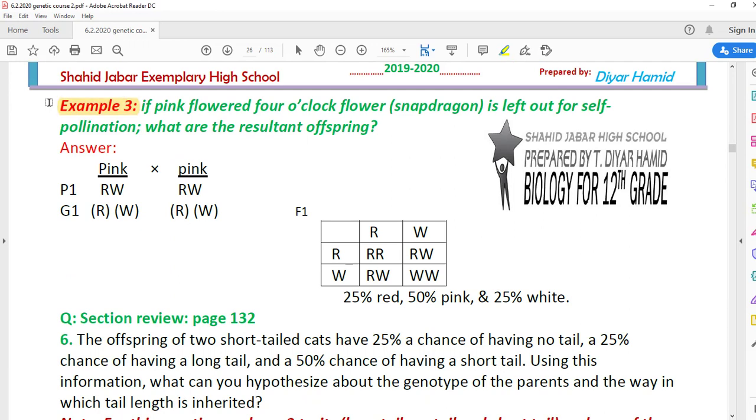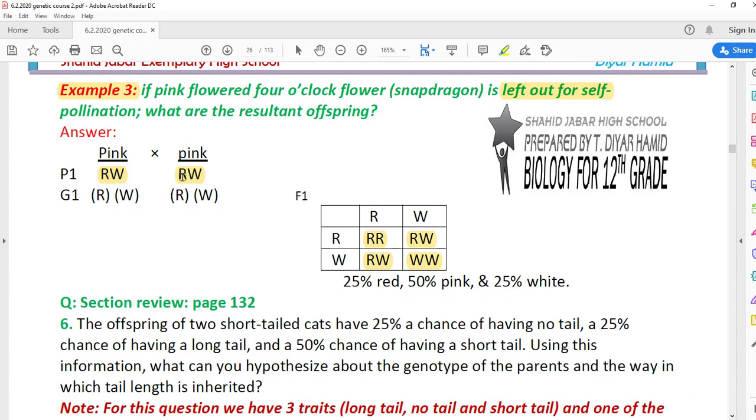This has come several times in Baccalaureate exams. The question says: if pink flower four o'clock flower or snapdragon is left out for self pollination, meaning pink crossed with pink, what is the genotype of pink? R capital W cross with R capital W.